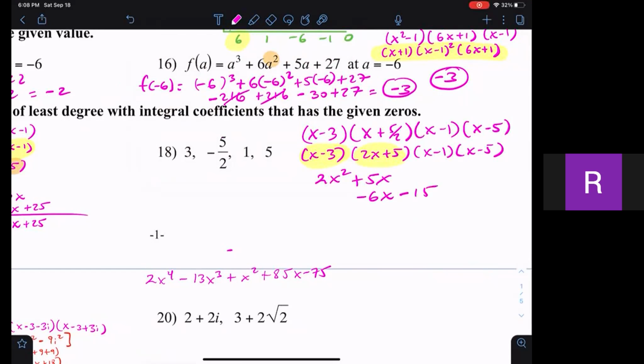Now let's do these two. So that's going to be x squared minus 5x minus 1x is negative 6x, and then we have plus 5. So this is 3x squared, and this is going to be negative 7x, and then minus 10. That's it. That should be the answer. Let's check.